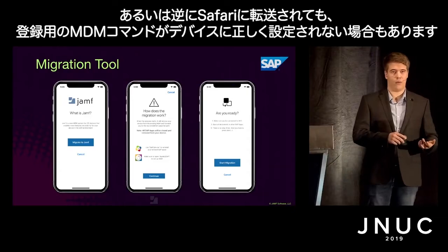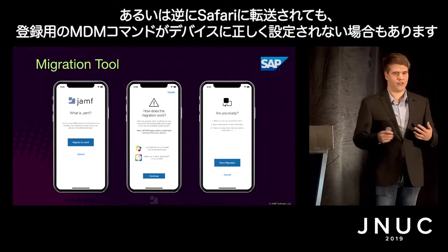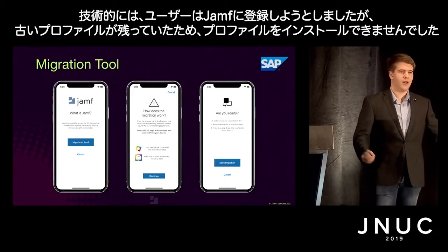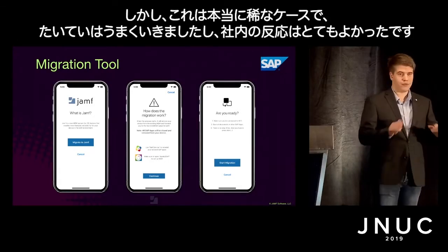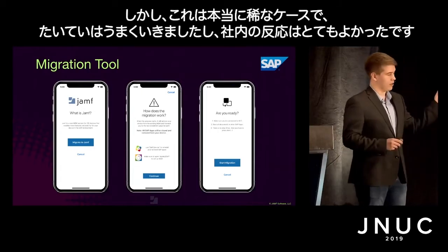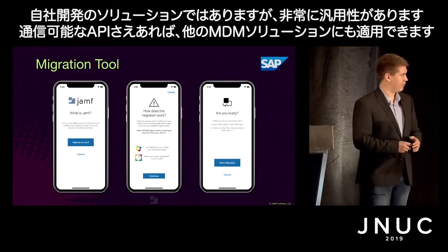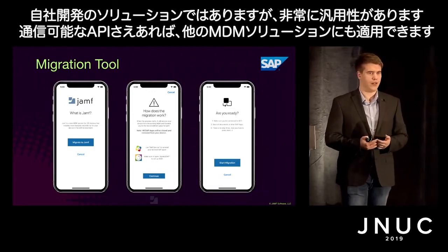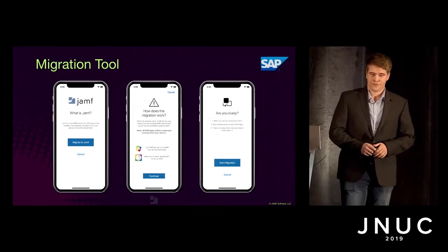And then there's the other way around, where it would forward to Safari, but the unenrollment MDM command wasn't sent correctly to the device. So technically the user tried to enroll in Jamf, but couldn't install the profile because the old one was still there. But these were really rare cases. Usually that worked out great, and we got real good feedback for that. So yeah, self-developed solution, but it's really generic. Like, you can adopt that to other MDM solutions as well, as long as there is some kind of API that you can communicate with.